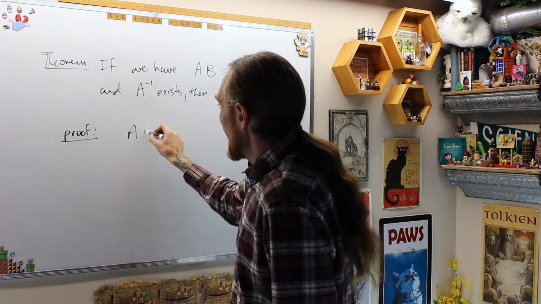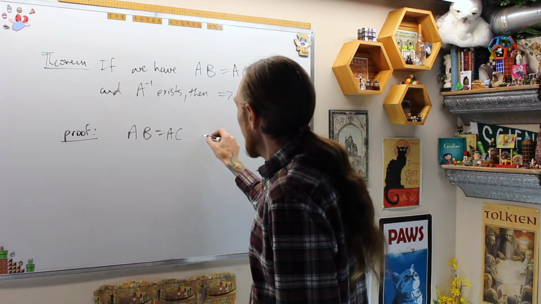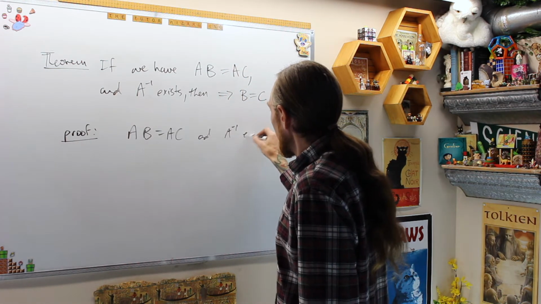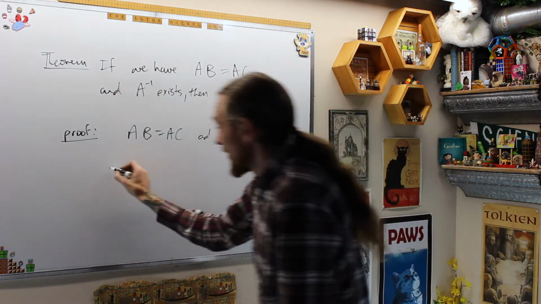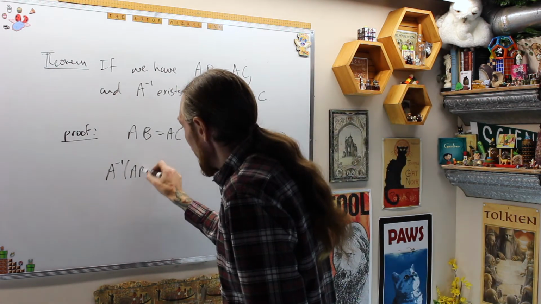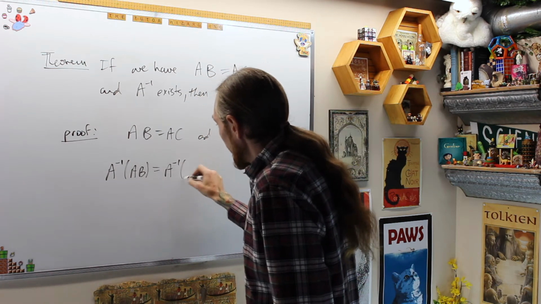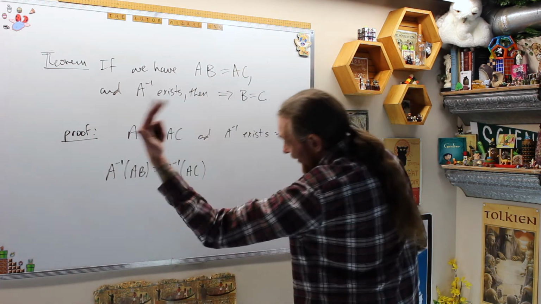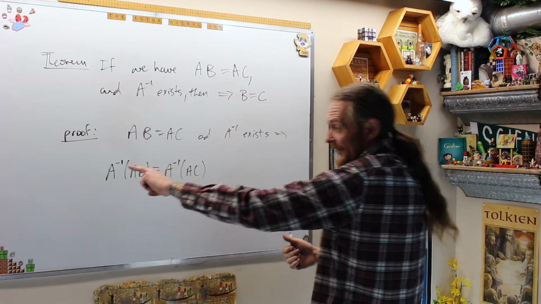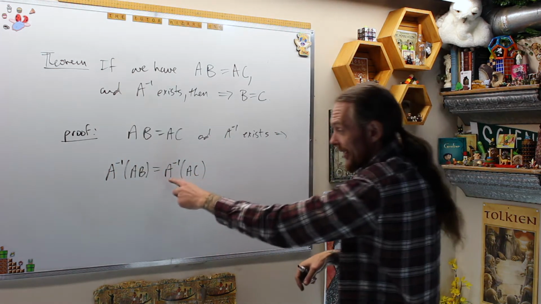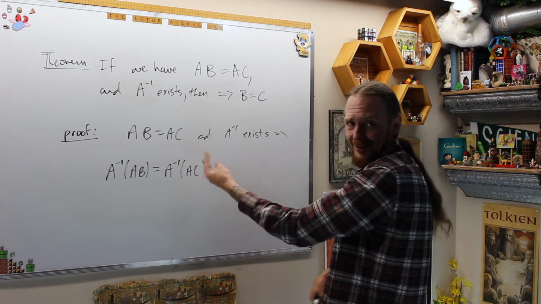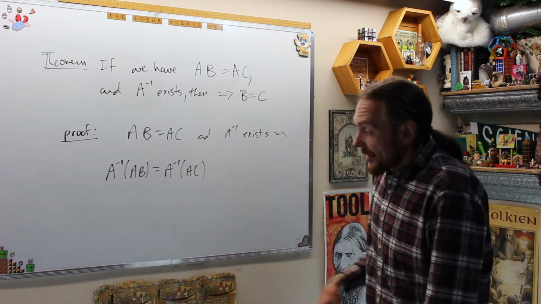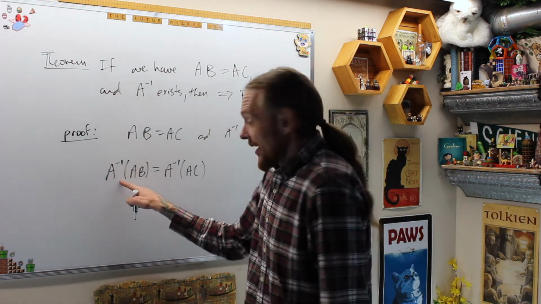Proof. If I have AB equals AC and A inverse exists, I'm going to multiply both sides by the inverse. That says A inverse AB equals A inverse AC. On the left, it has to be on the left because if I flip these, I might not get the same thing. So I can't just put A inverse on this side. And you can't flip anything around in here. That's what our rules say. It's not commutative. But I can associate brackets.